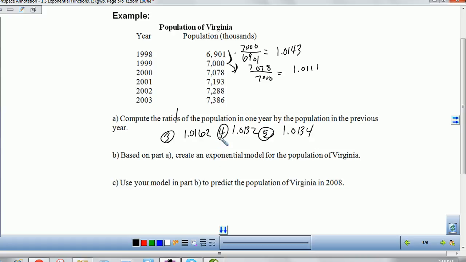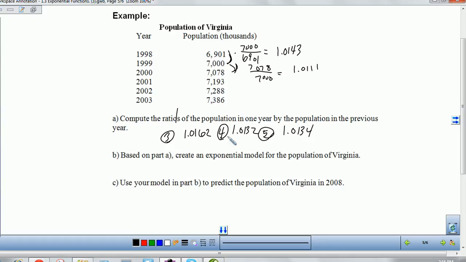So here we have all of our ratios. The first, second, third, fourth, fifth. There's a total of 5 possible ratios. The last one is the 7386 to the 7288. And then it says, based on part A, create an exponential model for this. Ours might look a little different.